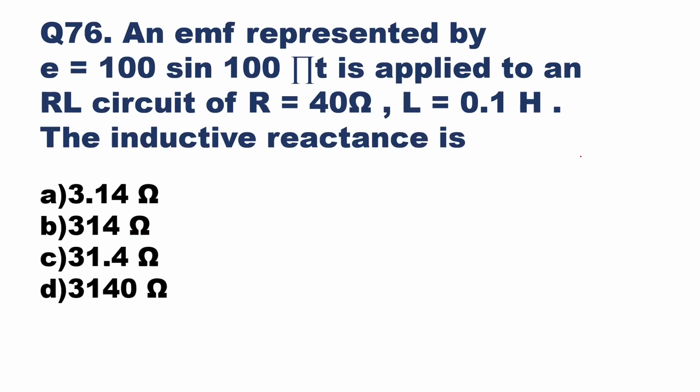An EMF represented by E is equal to 100 sine 100 pi t is applied to an RL circuit of R is equal to 40 ohms, L is equal to 0.1 Henry. Find the inductive reactance. Now here the equation given for the EMF is E is equal to 100 sine 100 pi t, and we have R is equal to 40 ohms and L is equal to 0.1 Henry. We should find out what is inductive reactance XL.